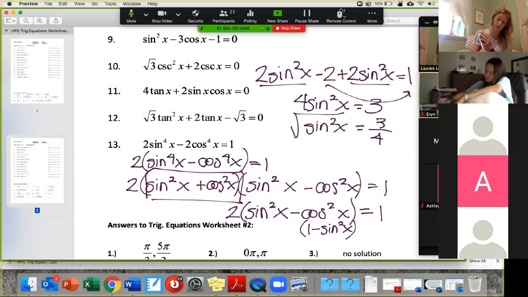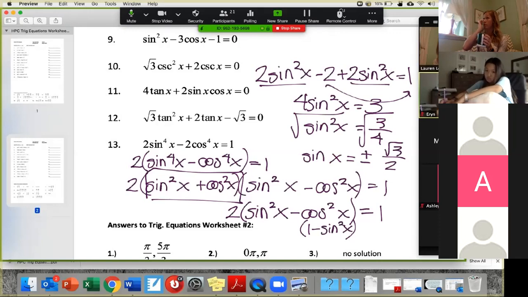Some of you did forget on your quiz, so don't forget on your test. When you square root, what do you put out front? Plus minus. Plus or minus root 3 over 2. So I'm looking for where sine is equal to either positive or negative root 3 over 2, which means I'm going to get 4 answers for that one. So we'll be at all the pi over 3s.